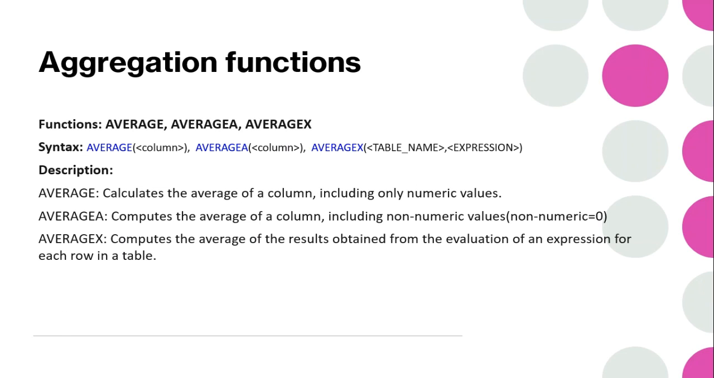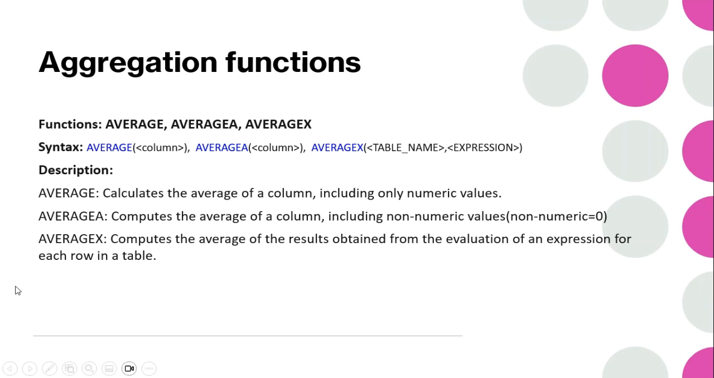Next, we are going to see the AVERAGE, AVERAGEA, and AVERAGEX functions. AVERAGE and AVERAGEA have a single argument, which is a column name, and AVERAGEX has two arguments, which are a table name and an expression. AVERAGE calculates the average of a column, but with a catch: it only considers numeric data.